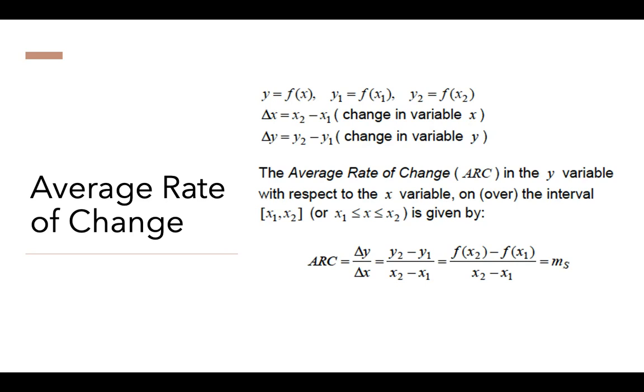So we looked at it before. The average rate of change in the y variable with respect to the x variable. You have to always define the domain from one point to another, and the formula is given by ARC, rise over run, which is change in y over change in x. Because this is grade 12, we will be using function notation. Depending on what the output is, you will be using this formula in terms of the 2 points x1 and x2.